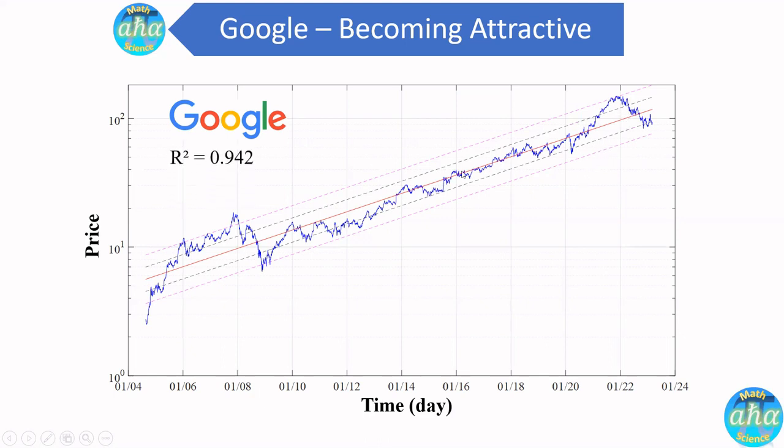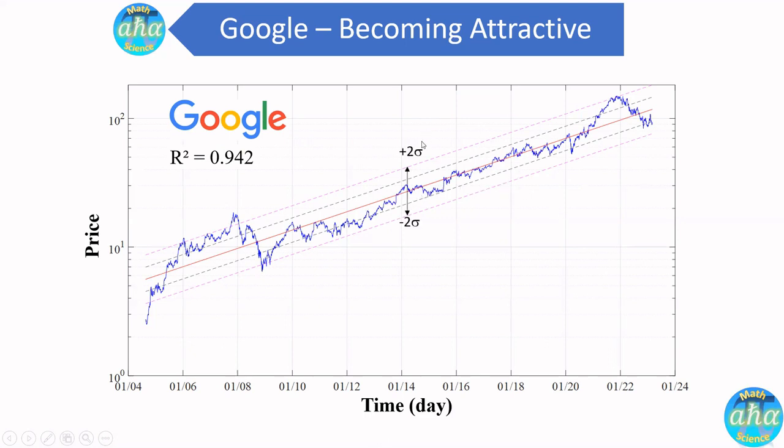And in fact, the fit is very good with an R squared value of 0.942. Note that the R squared is a statistical measure of how good the fit is. The value would be exactly one if the model, which is the straight line model, described the price action perfectly. So 0.942 is a very decent fit, indicating that yes, the Google share price more or less can be described by the formula of compounding return.